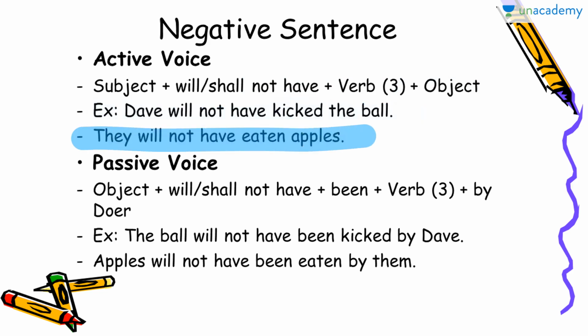They will not have eaten apples. So we see here again the one person who is the doer is mentioned in the starting. Will not have is the format for negative sentence future perfect tense, verb third form, and then the object on which work is not done.